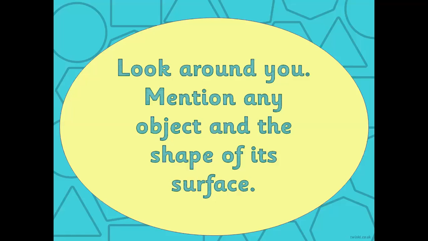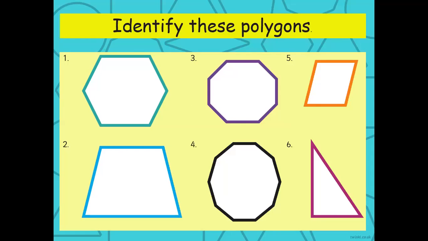Look around you. What are the surfaces that you can see? And those surfaces, what polygons do they have? Remember that polygons are flat surfaces. I hope you know that. They are flat. They are not like the 3D shapes. They only have the flat surface, the length and the breadth. Okay, now let's look at these shapes. Identify these polygons. Or do that yourself.